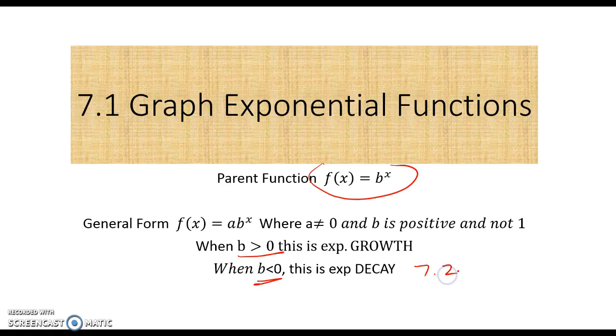in 7.2. But the general form of the equation is this, where a is not 0, it's some coefficient in front of this b to the x. B is some constant raised to the x. That's why we call it exponential. Our variable is in the exponent, okay? So let's look at the parent graph.